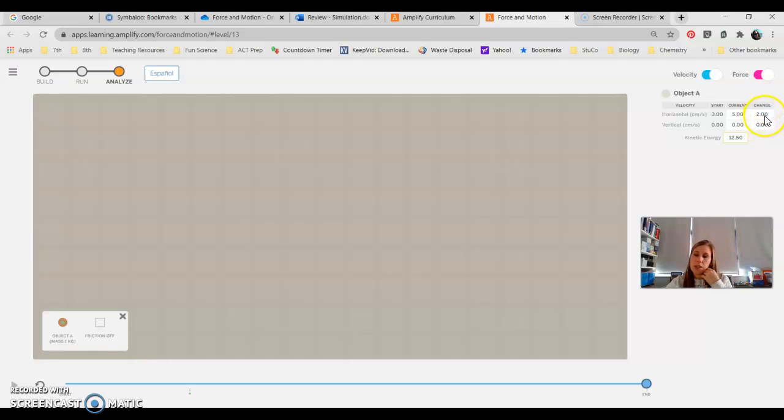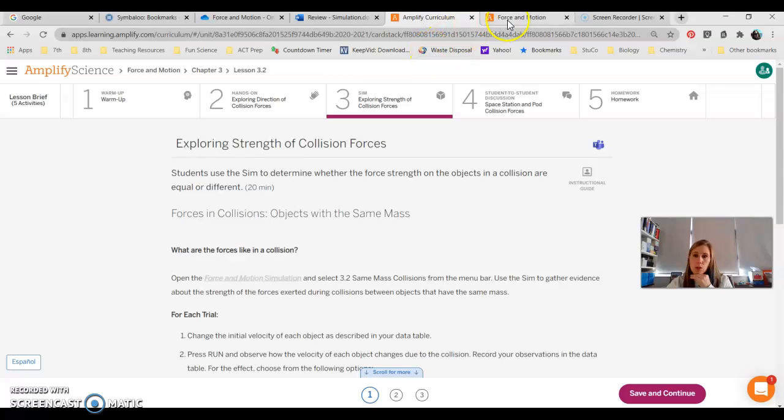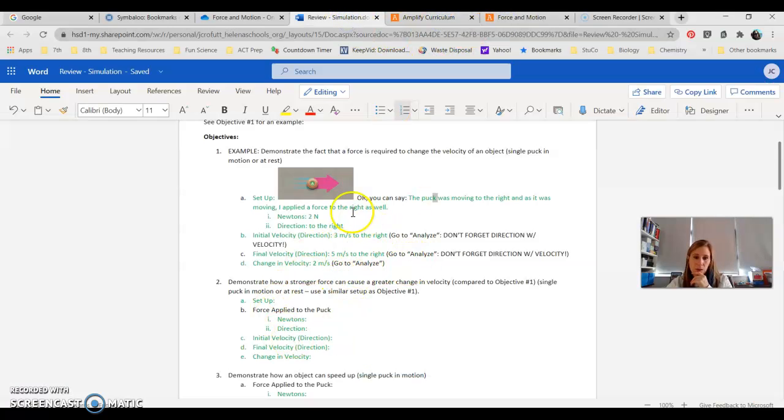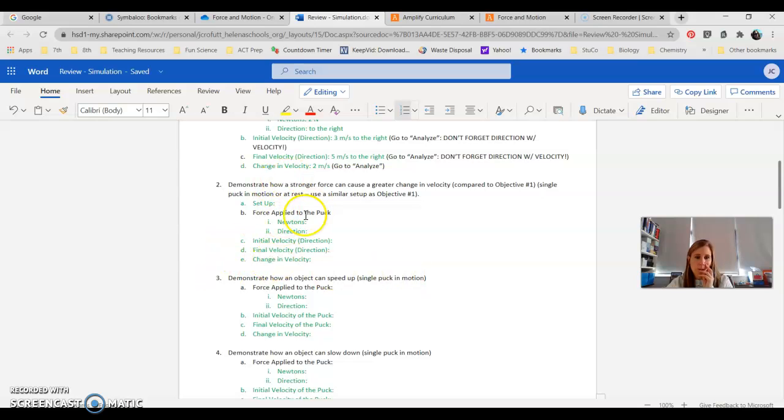So keep in mind that when you have a negative change in velocity, it means that it started to move in the other direction than what it was originally going. Okay, so including negatives is fine, but you can also just include that it's moving in different directions in your initial and final velocity. Okay, so you guys will do that same thing for the rest of these objectives.